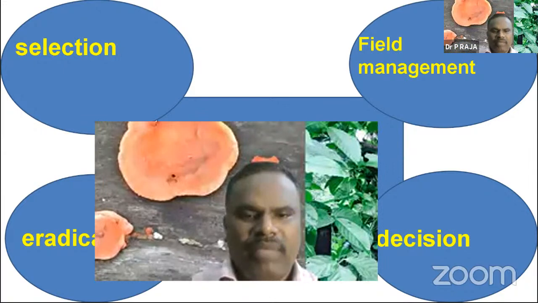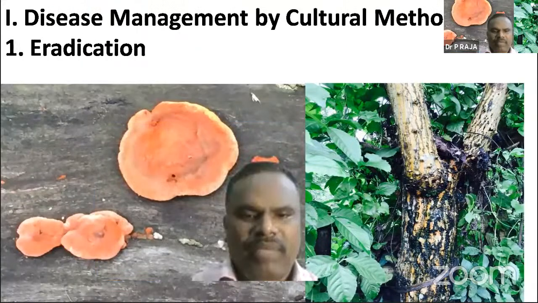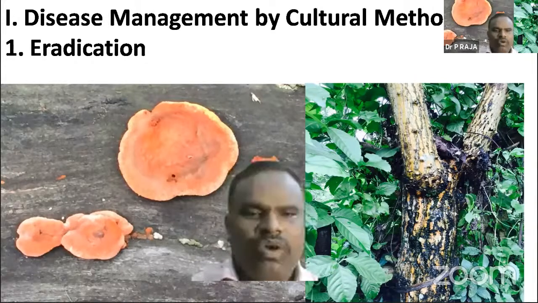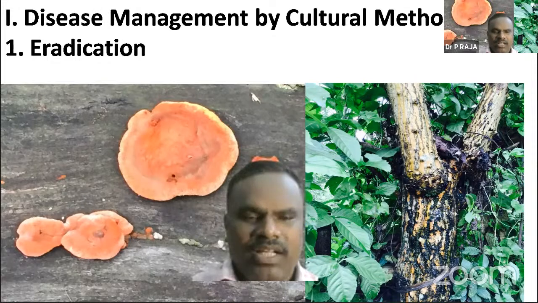Here you can see on the wood, we can see this Laetiporus sulphureus fungus. So we must eradicate them. The first one is disease management by cultural method. In this method, first we have to remove the fruiting body which has grown on the wood. We must carefully remove these fruiting bodies, put them inside a polythene bag and tie it properly, and then take it out to another place and burn it. That is very important.